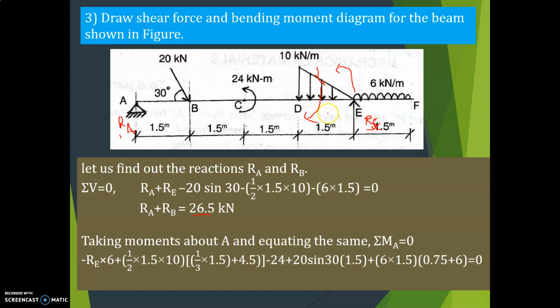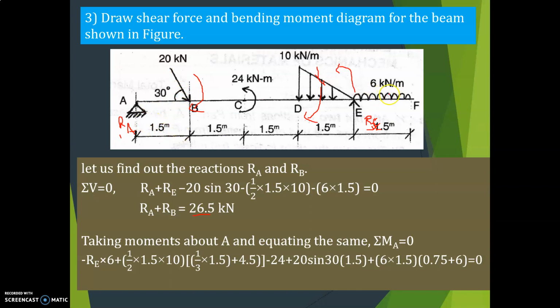So plus half into 1.5 into 10 into, now you are moving from here to here, so that is 1/3 of 1.5 plus this 4.5. You understood? You are moving from here to this side, this is only one side edge. So 1/3 of 1.5 plus you have to add this 4.5. Okay, then this 24, this is acting in this direction, that is anti-clockwise direction, so it is minus 24. Then plus, this is acting like this, so that is clockwise direction, so plus 20 sin 30 into 1.5.